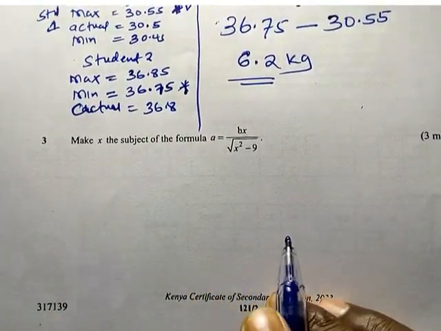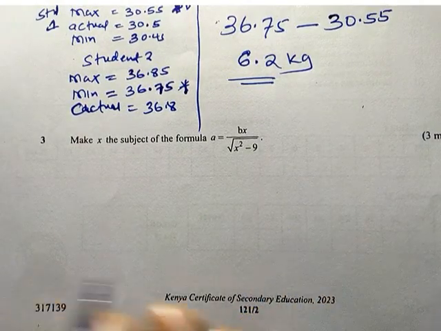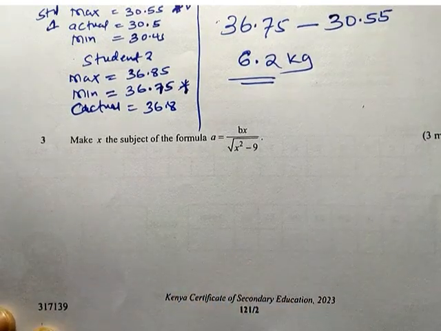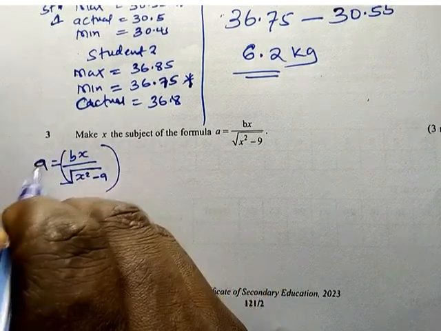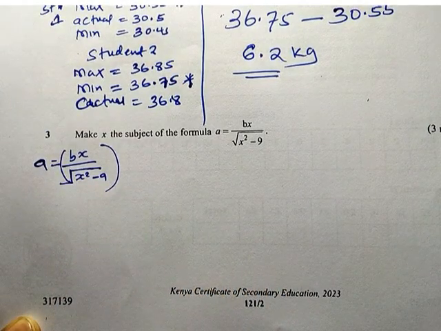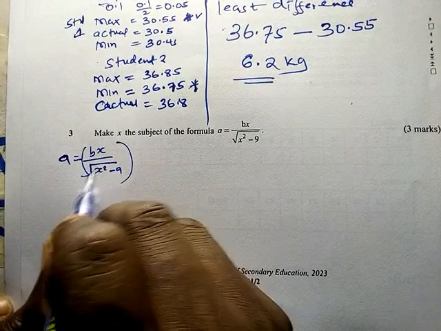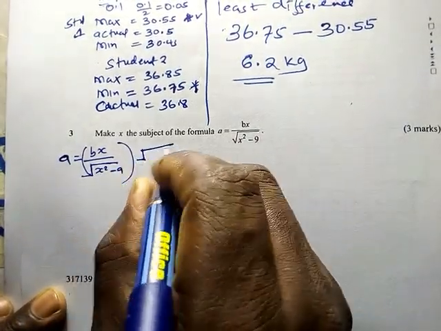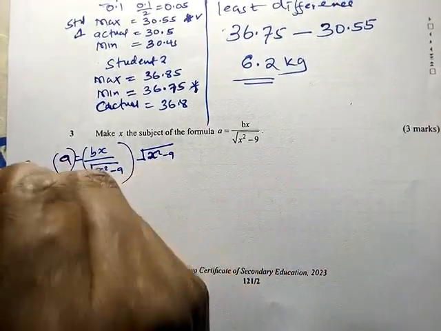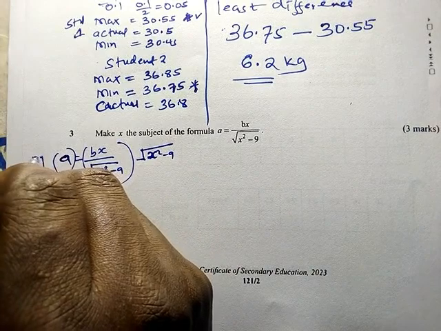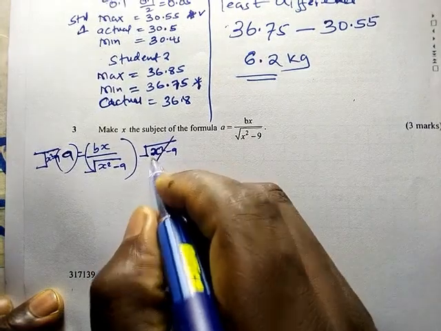Make x the subject. To make x the subject, first we want to remove the denominator. We need to remove this denominator down here. You multiply both sides by the denominator, so we multiply with the denominator on both sides. x squared minus 9, the square root of x squared minus 9. So this one and this one will go.